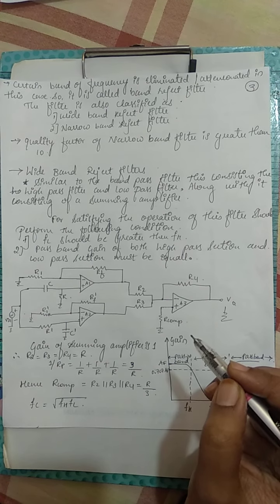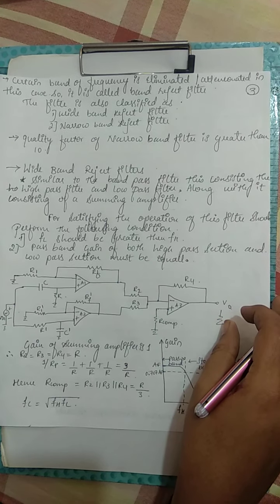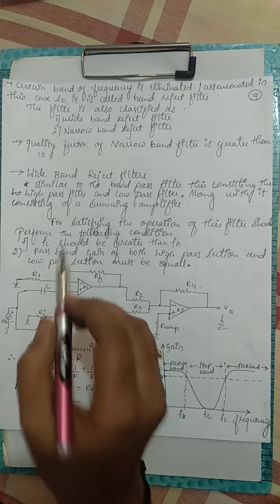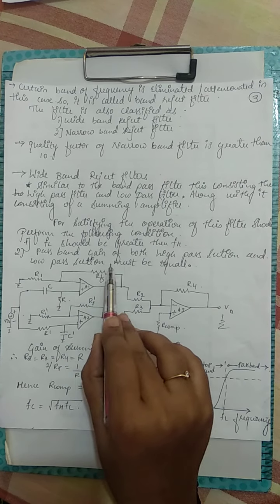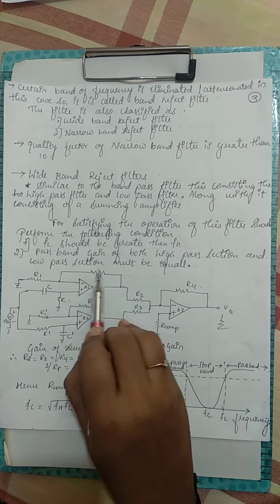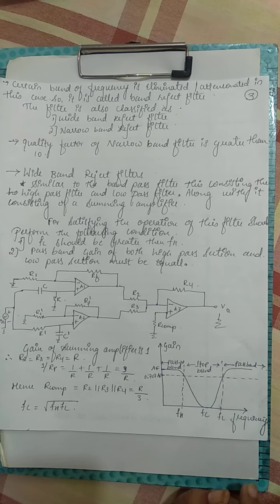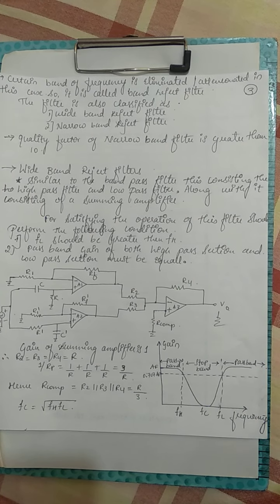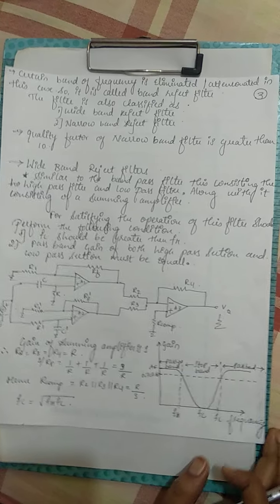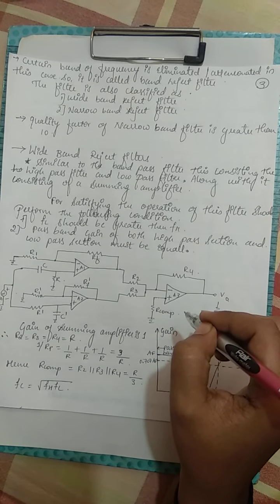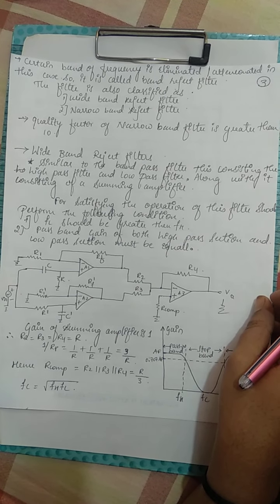So for the wide band reject filter to satisfy this operation, it has to follow some conditions. The first condition is that FL should be greater than FH, and the second is that the pass band gain of both the high pass section and the low pass section must be equal. If both the high pass and low pass section gains are equal, then the summing amplifier gain is 1.